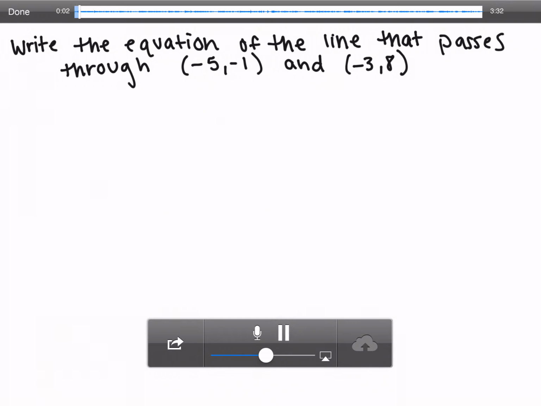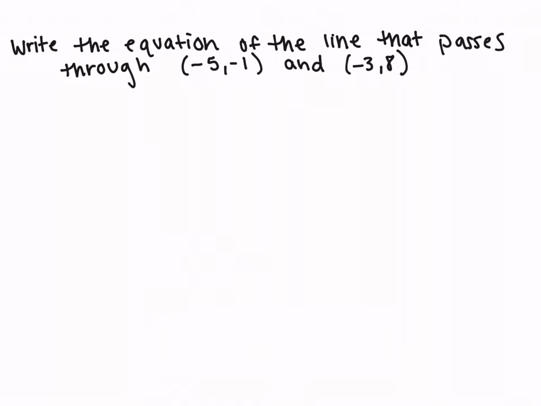In this video, we're going to review how to write the equation of the line that passes through 2 points, and in particular, in this video, there will be some fractions involved. So the process is still the same at first. You're first going to calculate the slope, m. So we're going to use our slope formula, y2 minus y1 over x2 minus x1.